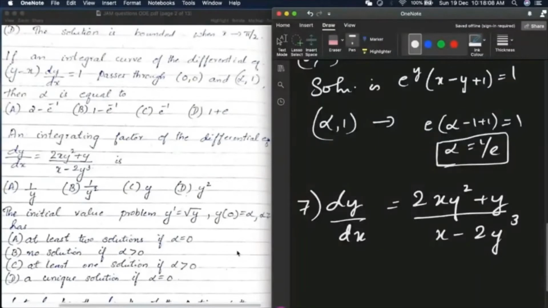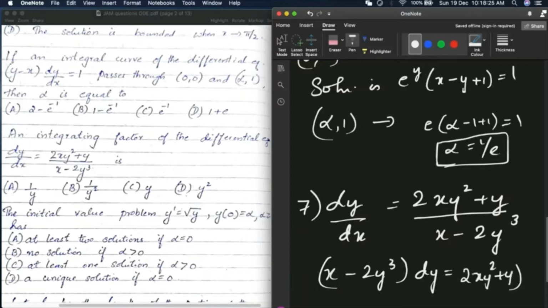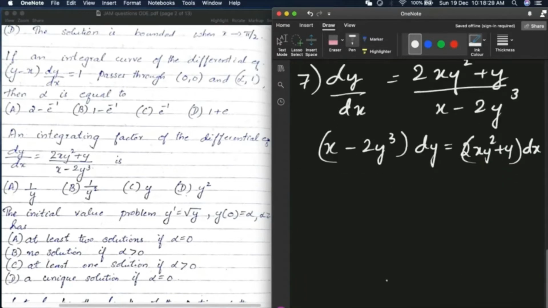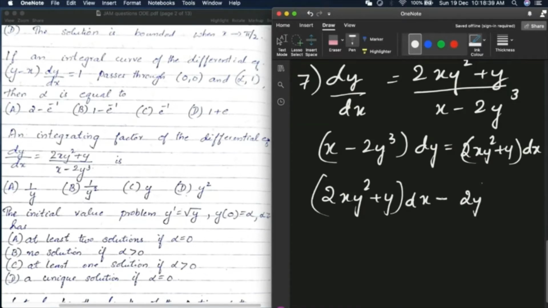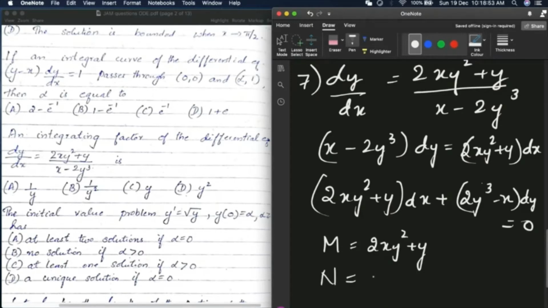So write it in M dx plus N dy form. That's the first thing that you can do. That means identify M and N, that's it. So it is (x minus 2y cube) into dy is equal to (2xy square plus y) into dx. I told you the standard form is M dx plus N dy is equal to 0. This is a direct question. Can you do it? Is it an exact differential equation? Definitely it would not have been, because the integrating factor is what is asked and the options are also given. So definitely it is not.